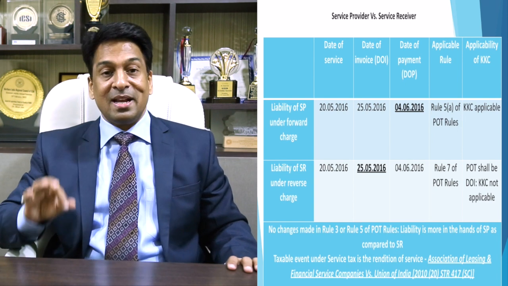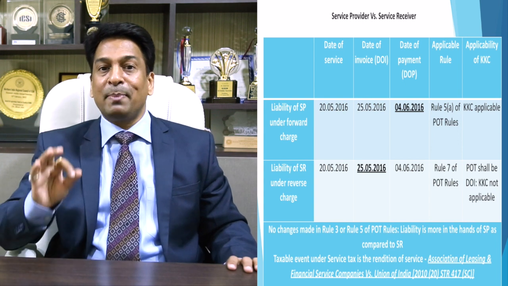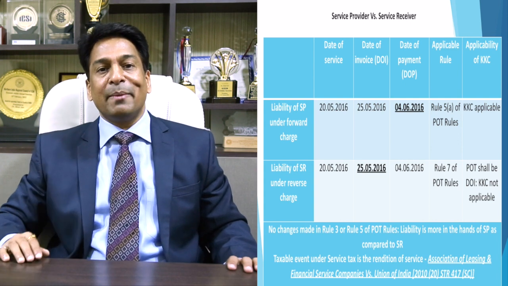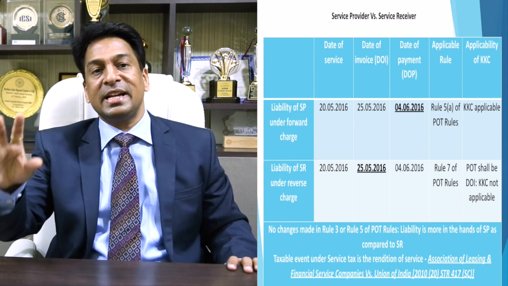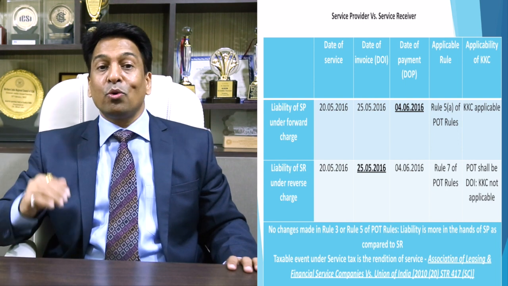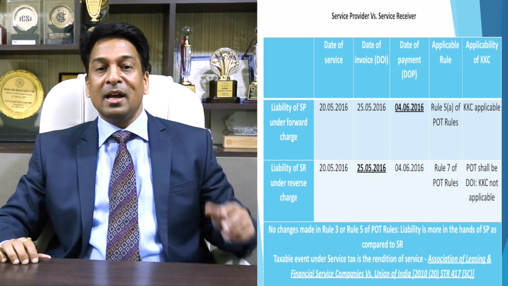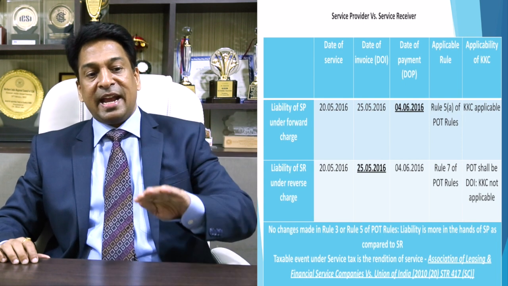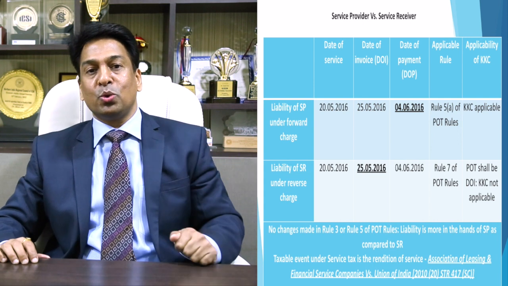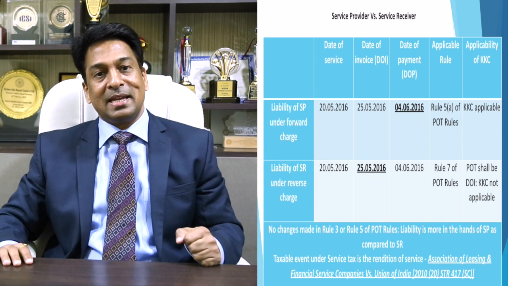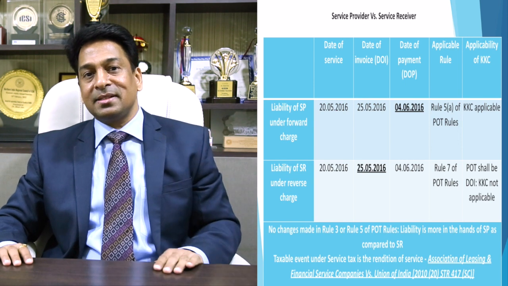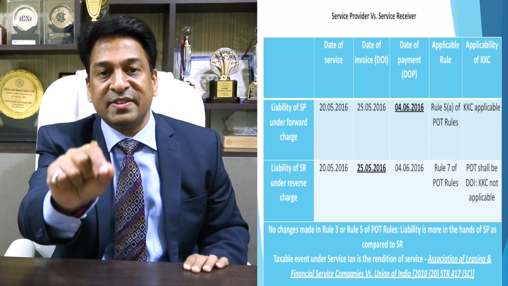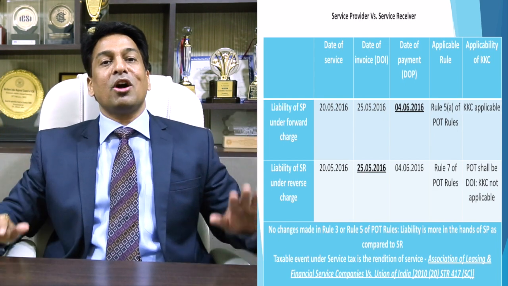Now this is a new levy, Krishi Kalyan Cess, applicable only from 1st June 2016. When this new levy comes in, Rule 5 of the POT Rules is applicable. And what does Rule 5 of the POT Rules say? Rule 5 sub-rule A says if payment is received and invoice is raised prior to 1st June, KKC will not be applicable. Rule 5B says if payment is received and invoice is raised within 14 days from the date the service is taxed for the first time, KKC will not be applicable.